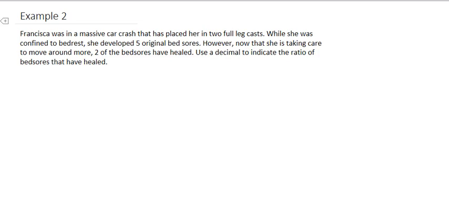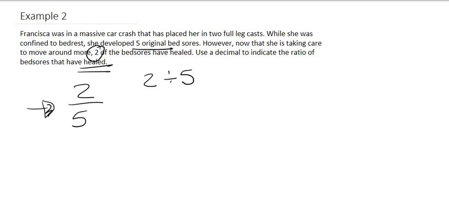So for this, we're going to have to create a fraction here. So for those that have healed, it's 2 out of 5. So we would write 2/5. This fraction bar shows us division, so 2 divided by 5. So let's go ahead and do this division problem.